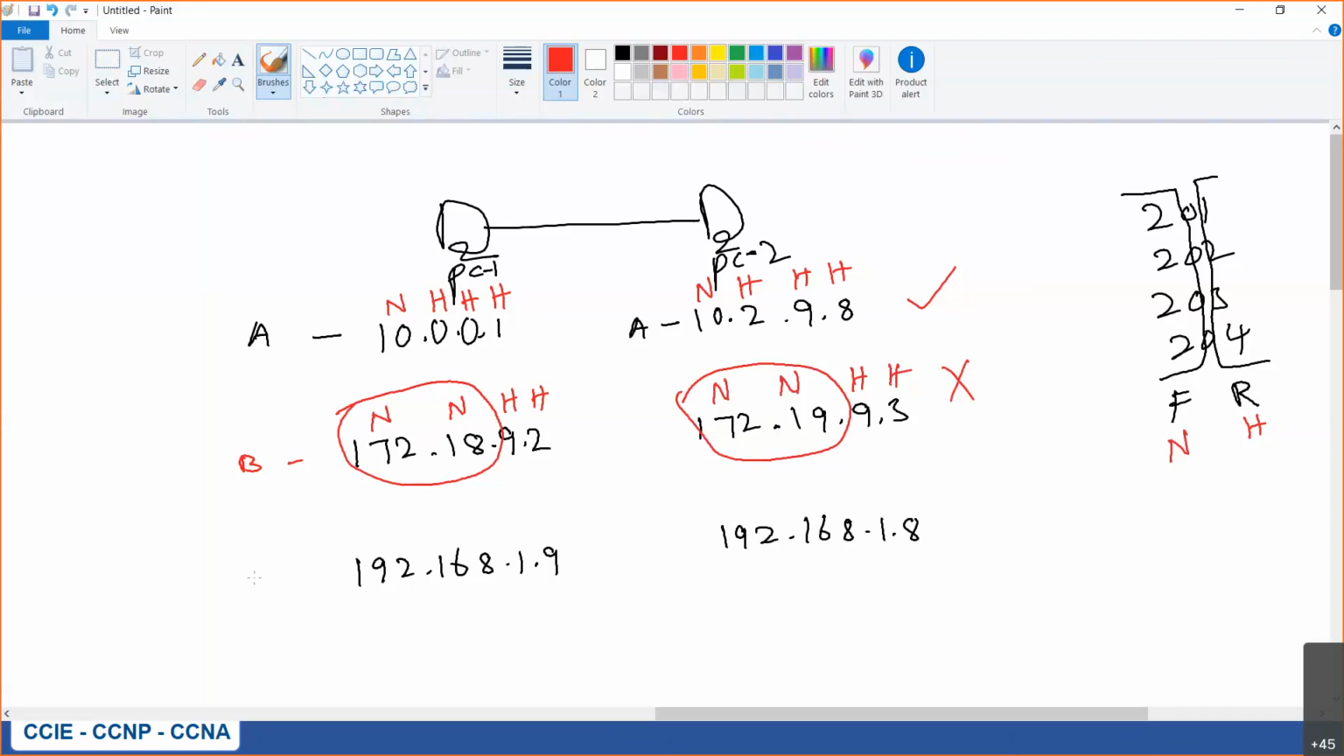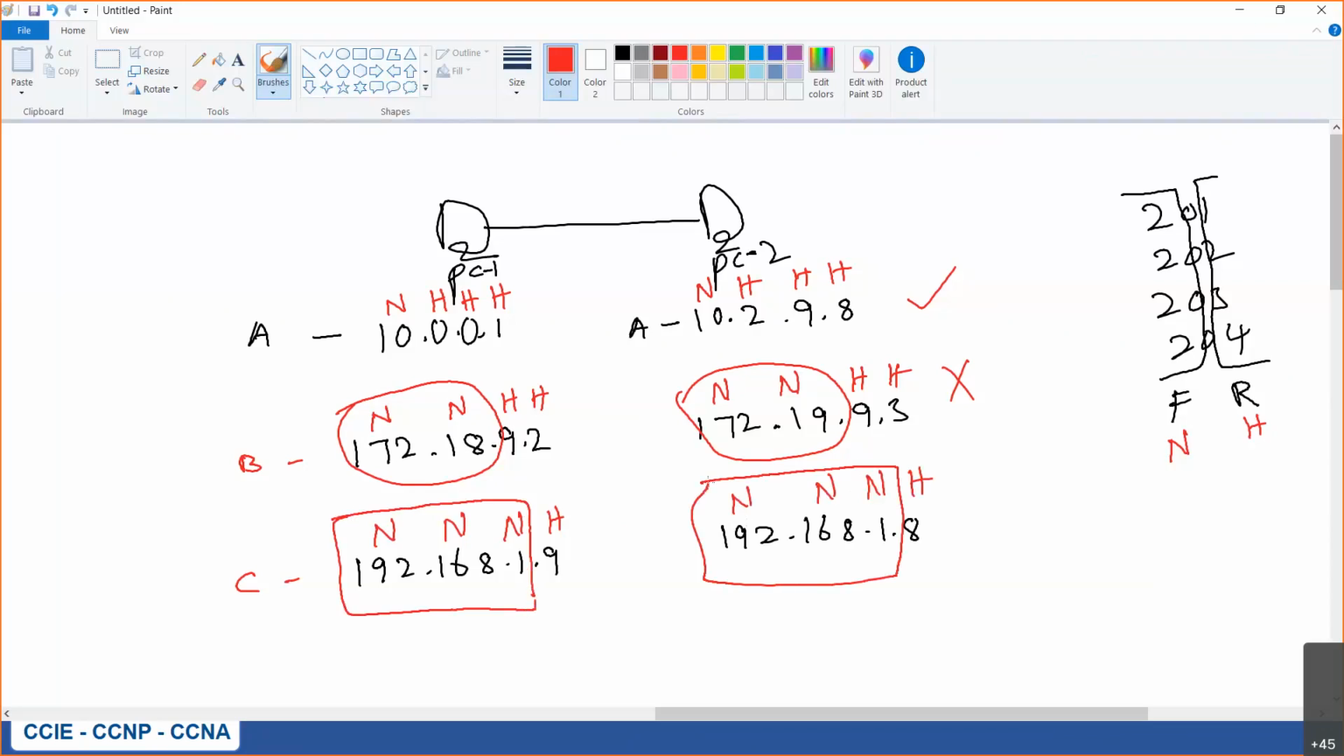So what about the next example? It's a class C. For class C: network, network, network, host. Here also network, network, network, host. It's 192.168.1 dot, and here also 192.168.1. Now are both in the same network portion or different network portion? Same. Will they communicate or not? Yes, they will communicate.